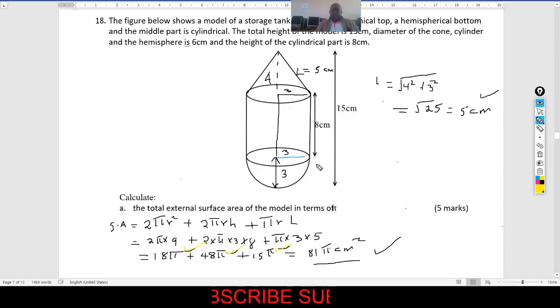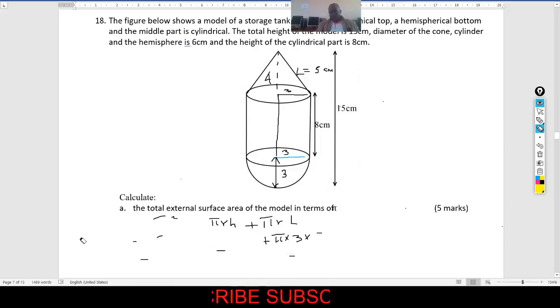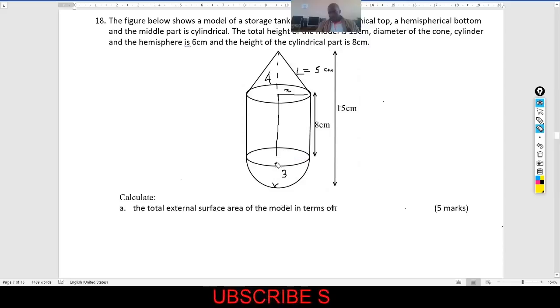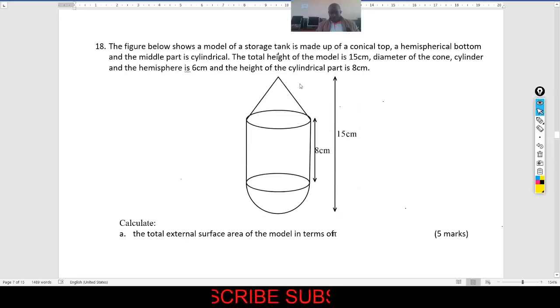And then from there, now we move to part B. We are supposed to find the total volume of the model. For the total volume of the model, we'll have to find the volume of this cone plus the volume of the cylinder plus the volume of the hemisphere.